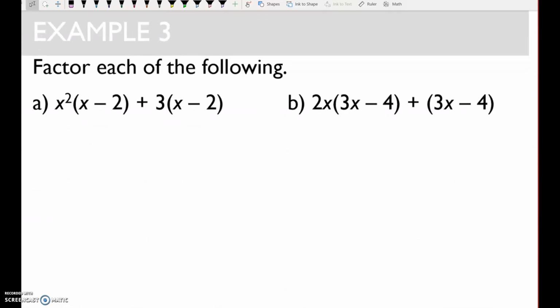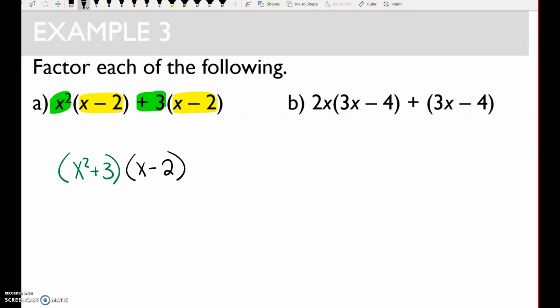Okay, now we're getting into factor by grouping. What I want you to notice here is that x minus 2 and x minus 2 are exactly the same. When that happens, we're going to collapse this down into x squared plus 3 times x minus 2. So the x squared and the plus 3 become one set of parentheses. The x minus 2 becomes a second set of parentheses.